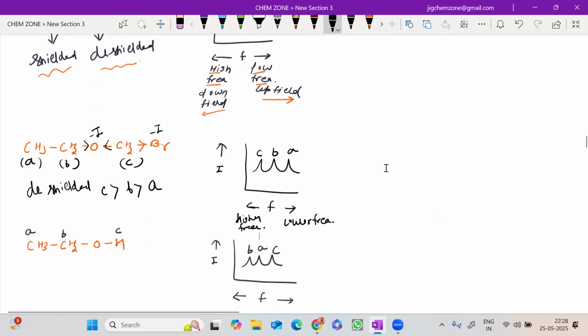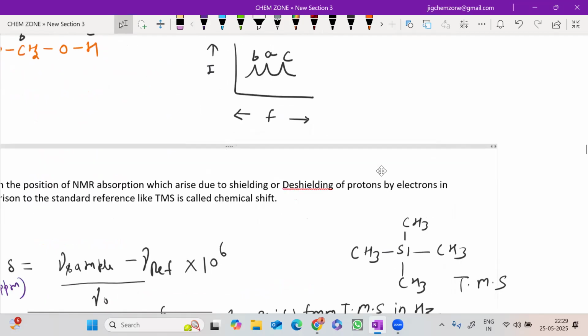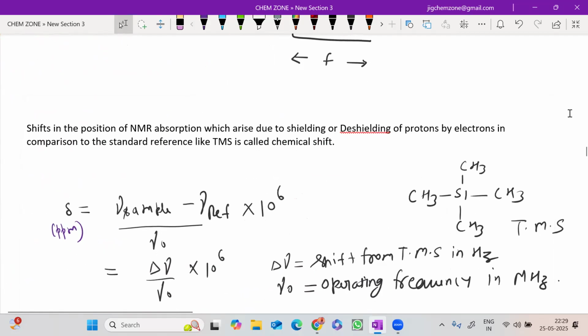Similarly, the case of ethanol is discussed here. So basically, if there are more electrons around the nucleus and they oppose the applied magnetic field, the nucleus will resonate at less frequency. If the nucleus is deshielded, or the magnetic field generated by the electrons is in the direction of the applied magnetic field, then the nucleus experiences more magnetic field, hence it requires more frequency or energy to resonate.